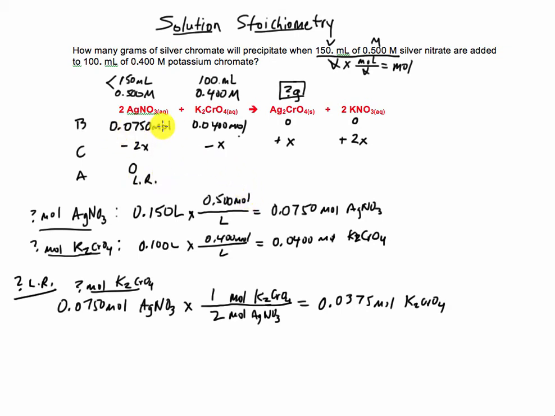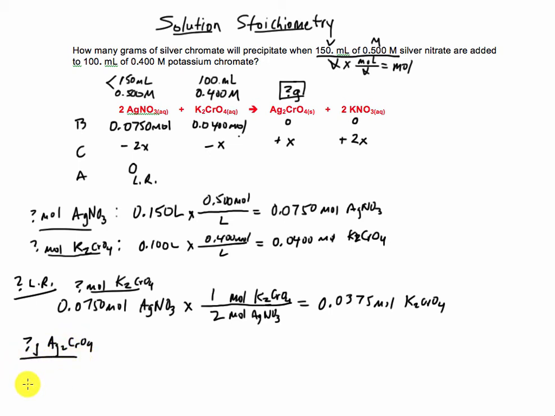Now, notice what happened here. Once I converted these to moles, this is the same thing we did in the previous stoichiometry. Nothing new, so don't let this throw you off. Just get everything back to moles and follow the same pattern each and every time. So now I know what my limiting reactant is. I'm going to use that to find my mass of silver chromate, the solid.